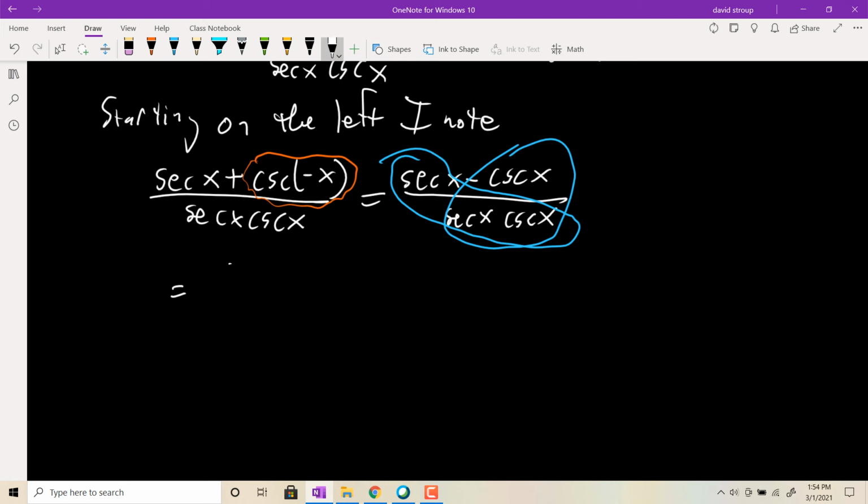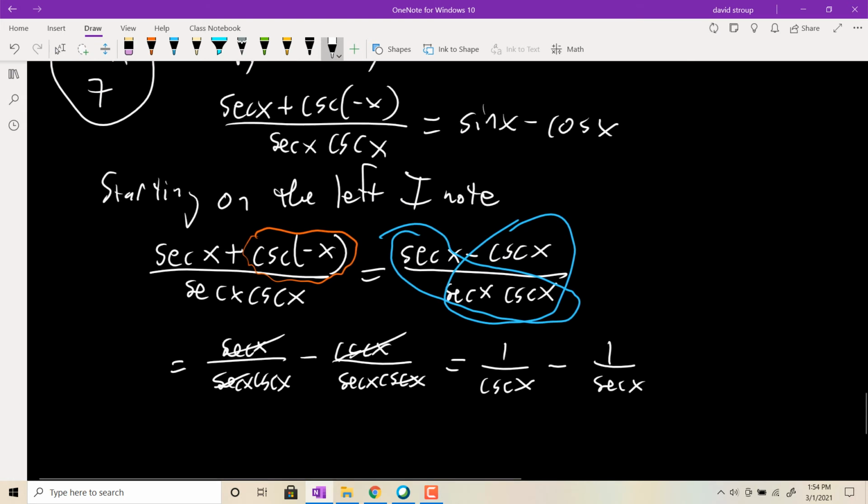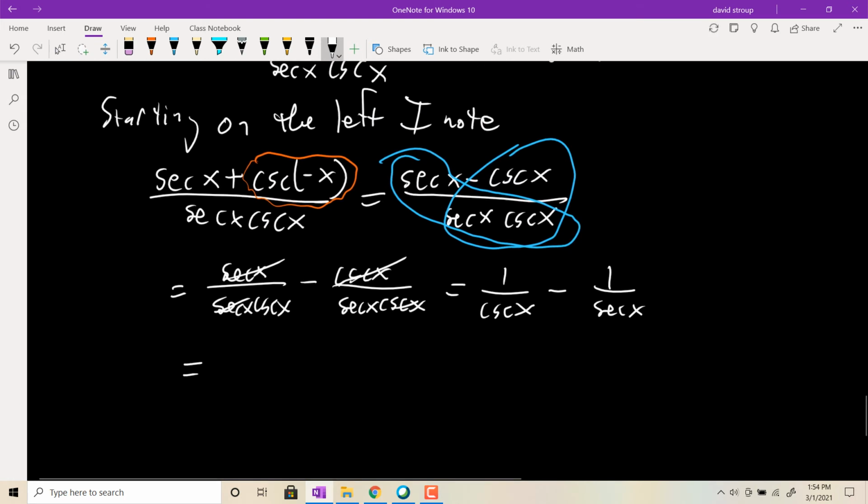So you end up with secant x all over secant x cosecant x, and you get some nice cancellations, minus, not equals, minus cosecant x all over secant x cosecant x, and you see those nice cancellations. Boom, boom, boom, boom. End up with 1 all over cosecant x minus 1 all over secant x. And, you know, where are we trying to end up? Sine x over cosine x.